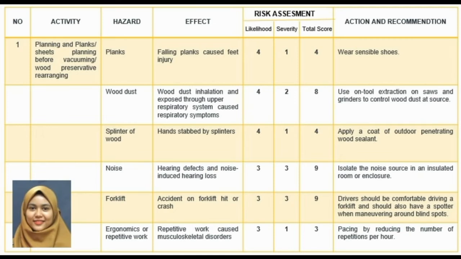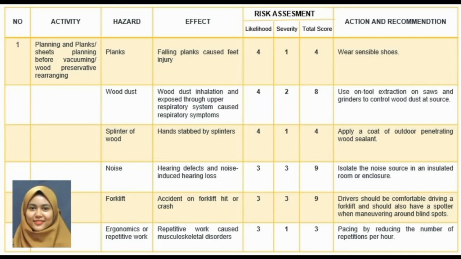Wood dust inhalation and exposure through the upper respiratory system cause respiratory problems. For the risk assessment, likelihood is 4, severity 2, total score is 8. For the action and recommendation, use on-tool extraction at source and grinders to control wood dust at source.